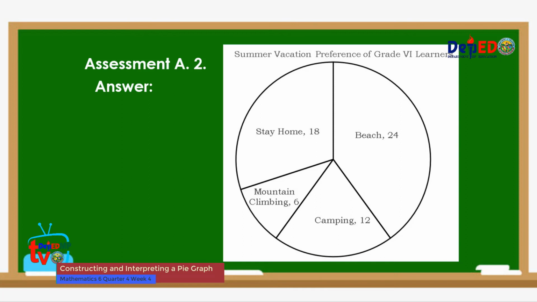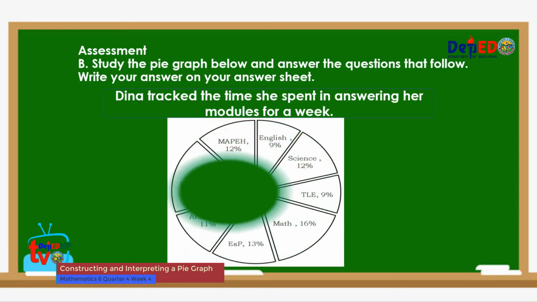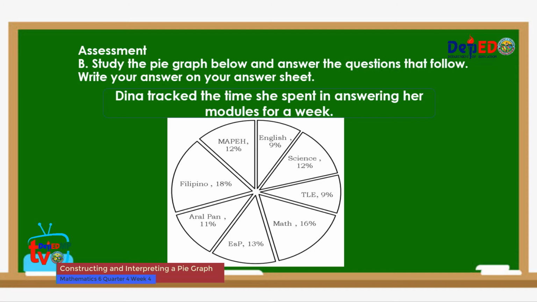Very good. Next, let's go now to assessment letter B. Direction. Study the pie graph below and answer the questions that follow. Write your answer on your answer sheet. The title of the pie graph is Dina tracked the time she spent in answering her modules for a week. So we have here English 9%, Science 12%, TLE 9%, Math 16%, ESP 13%, Araling Panlipunan 11%, Filipino 18%, MAPE has 12%.